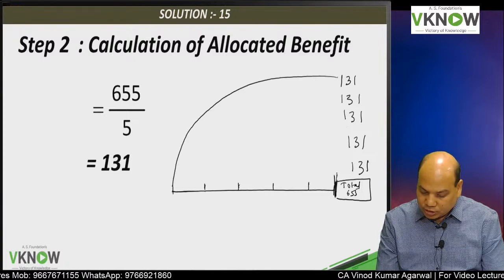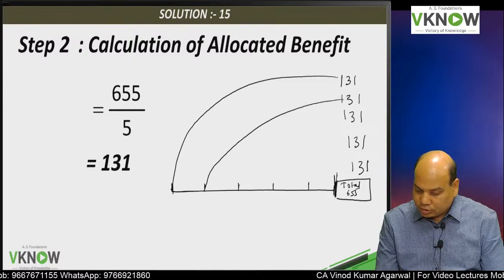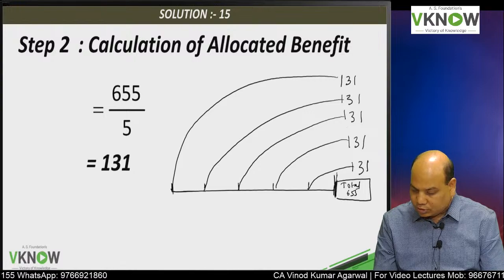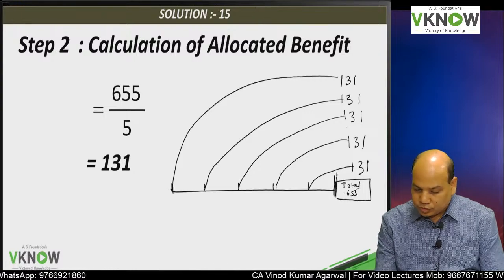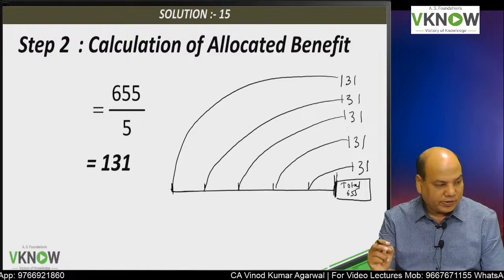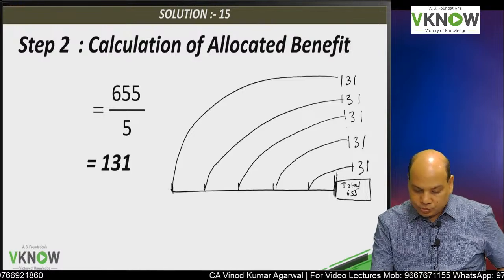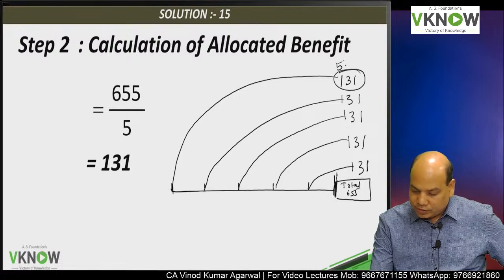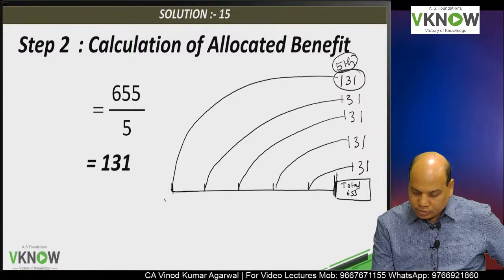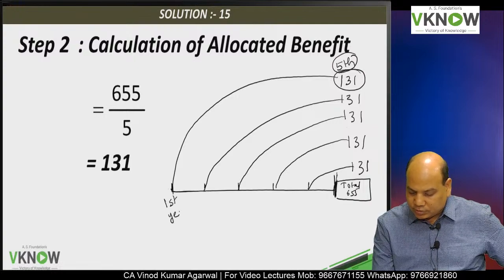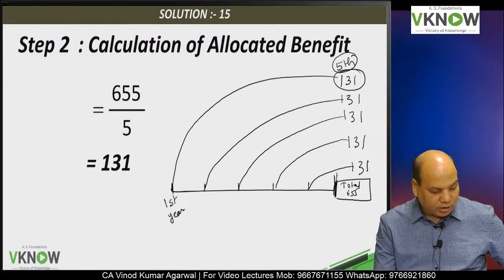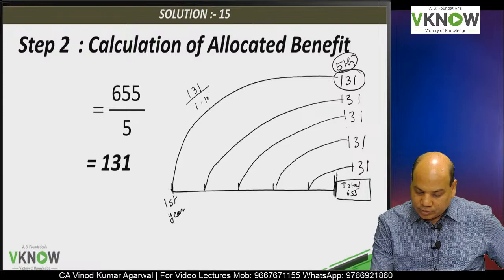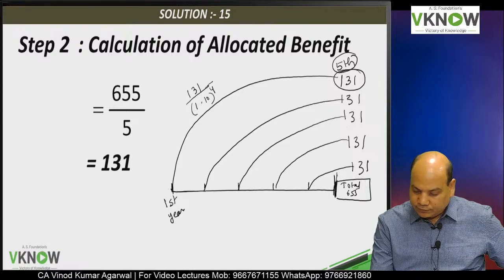But we will have to do the accounting at the end of year 1, at the end of year 2, at the end of year 3, at the end of year 4 and 5. So I need to compute present value. I need to compute present value of 131 received in the 5th year but accrued at the end of 1st year. So that will be equal to, you can try 131 divided by 1.10 to the power 4.